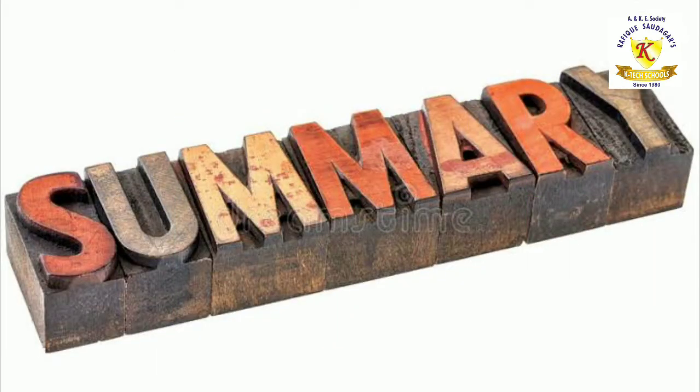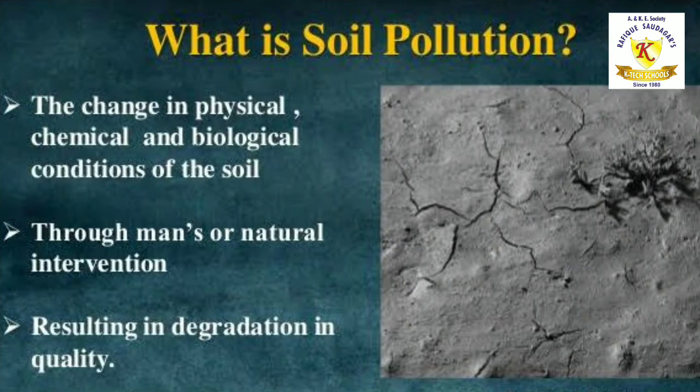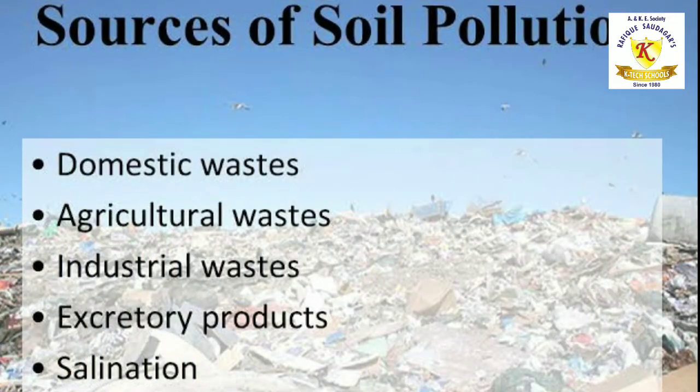Let us summarize what we have learned. The change in physical, chemical, and biological condition of soil through man's or natural reason resulting in degradation in the quality of soil is called as soil pollution. Understood, children? Yes. The sources of soil pollution are domestic waste, agricultural waste, industrial waste, excretory products, and also salination of soil.